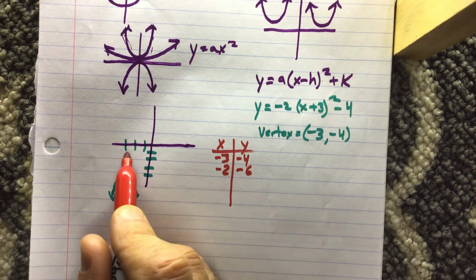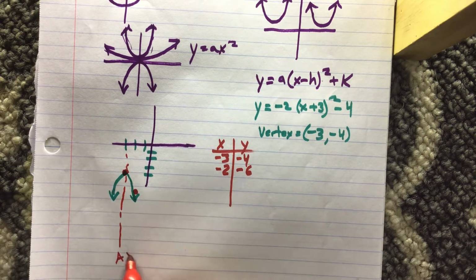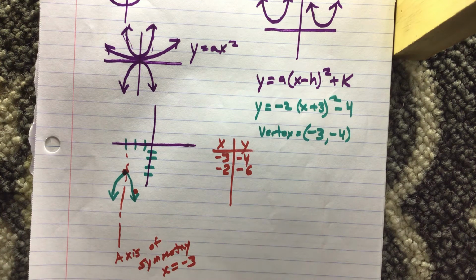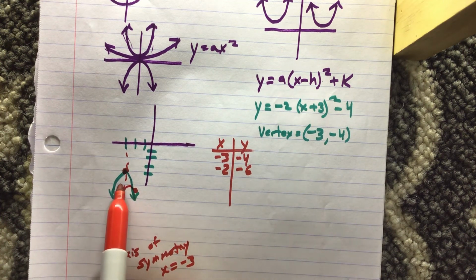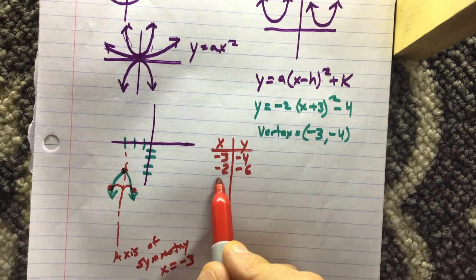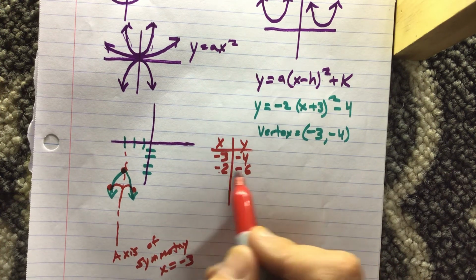And then I know because of symmetry, this is my axis of symmetry, and it is at x equals negative 3. I know that if I'm 1 step to the right, then there must be the same solution 1 step to the left. So had I plugged in negative 4, had I gone the other direction, negative 4, I would have also gotten negative 6.